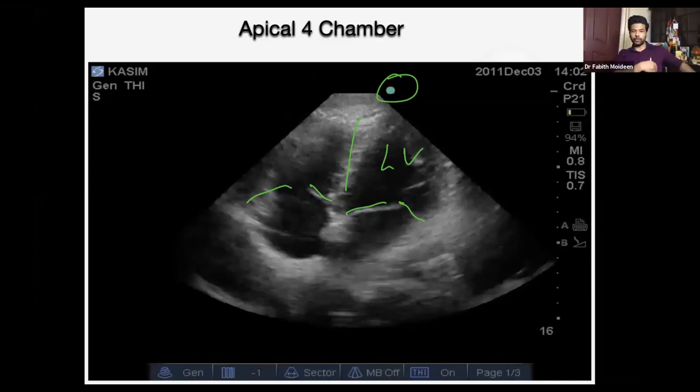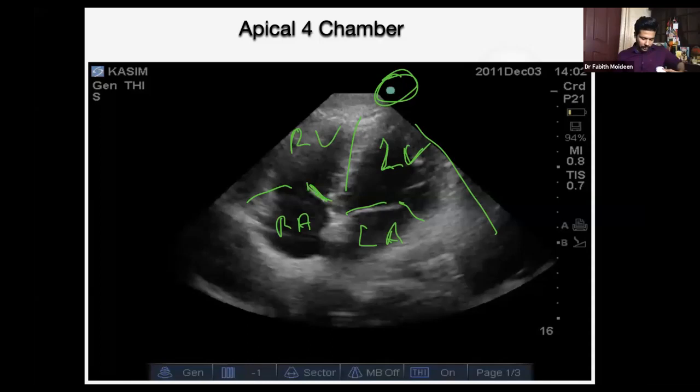Okay, so feel for the apex beat. Whenever you're going to do a 4-chamber view, feel for the apex beat. Keep the probe there. Okay, and the pointer should be facing toward the left side. When you face that toward the left side, you know that this is the left side. So this will be the LV and this will be the RV. If this is RV, this should be RA. And this is LA. So this is the tricuspid valve. This is the mitral valve. Okay, hope this is clear for you.